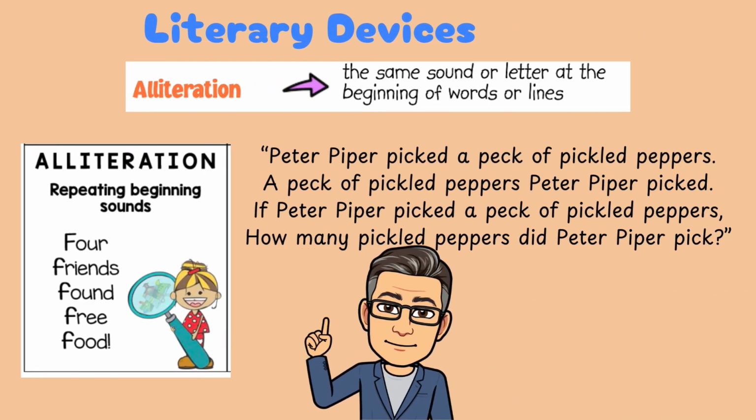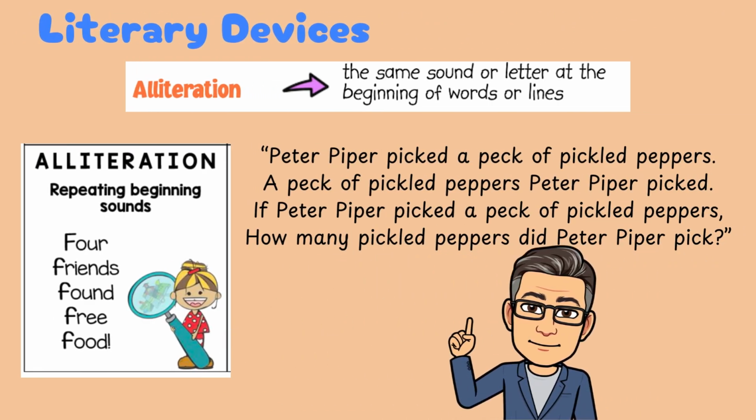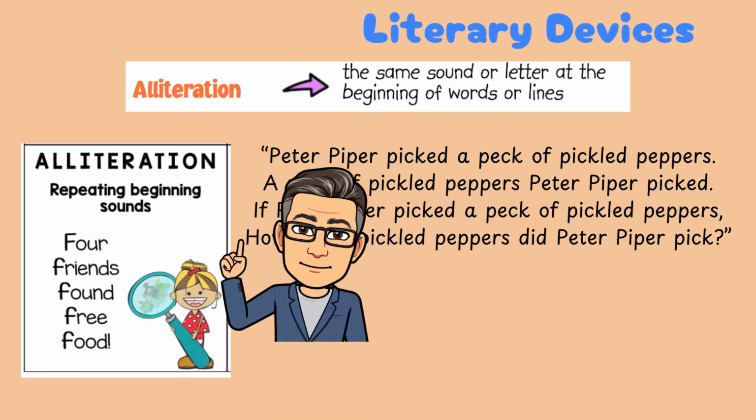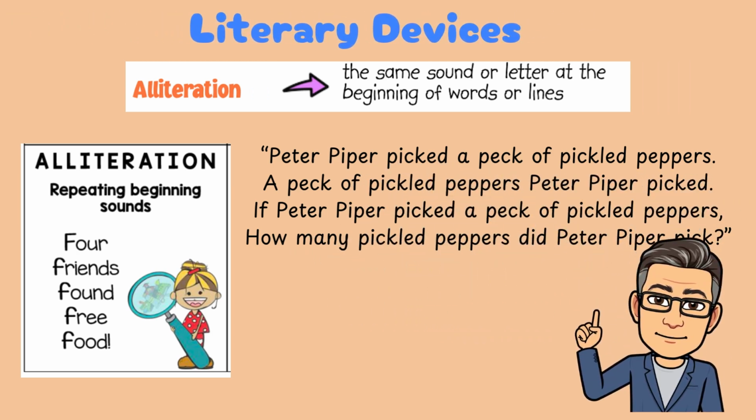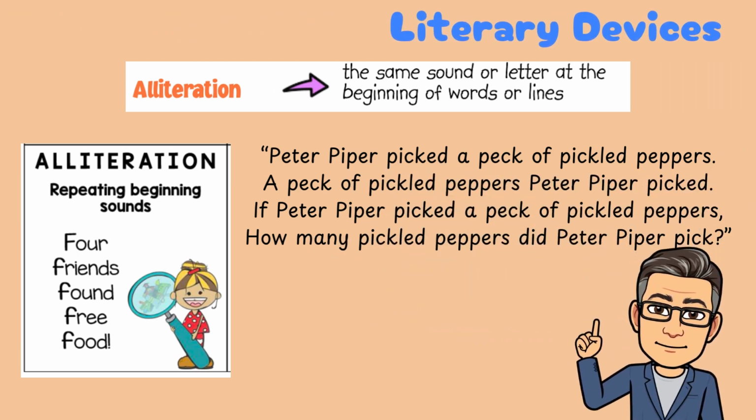Let's now talk about the literary devices used for elements in a poem. Authors can use alliteration as an element. Alliteration is the same sound or letter at the beginning of words or lines. Let's look at this example of an alliteration poem. Peter Piper picked a peck of pickled peppers. Note the author used almost all words that start with P.